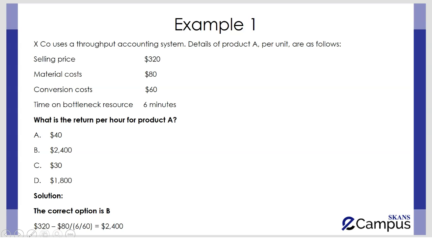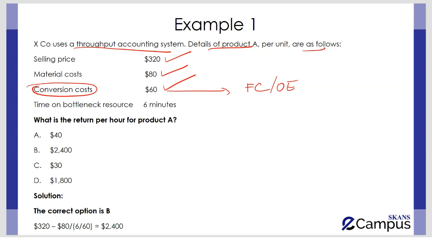So this is from a past exam objective test question. The example is that X company uses a throughput accounting system. So the questions always tell you that the throughput accounting system is used, and then you have to use the concepts of throughput accounting ratio to answer the question. Details of product A per unit are as follows. So you are given the selling price, the material cost and conversion cost per unit of product A. Conversion cost means the factory cost, the operating expenses, which includes direct labor and all sorts of overheads, right?